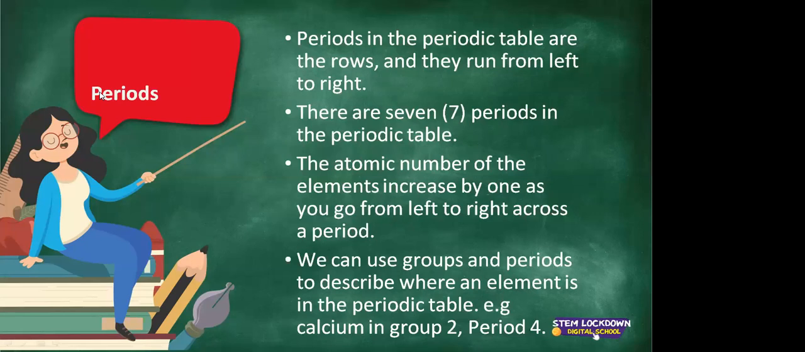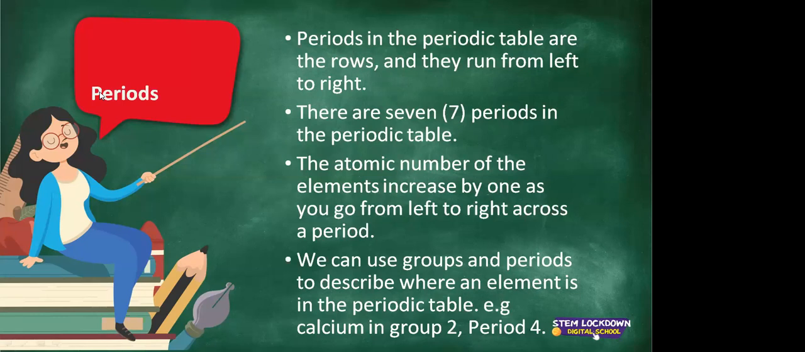Remember, we said the groups are vertical. So now these ones are horizontal. They're running from left to right, and we say those are our periods. And we are now aware that we've got 7 periods in the periodic table.